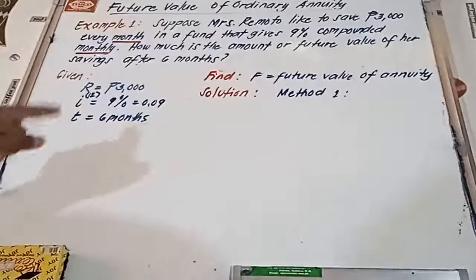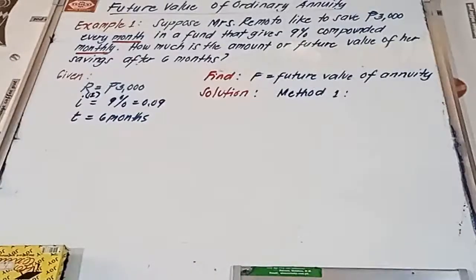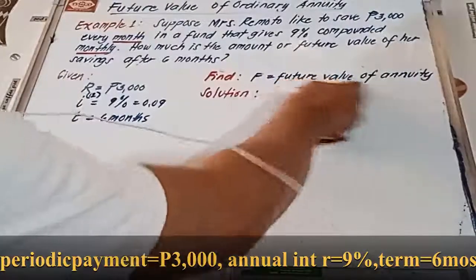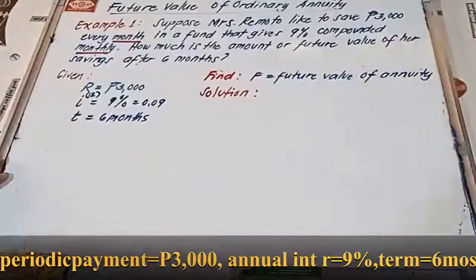It says, suppose Mrs. Remoto likes to save 3,000 pesos every month in a fund that gives 9% compounded monthly. How much is the amount or future value of her savings after 6 months? So, sinulat ko na dito yung given and the required of the problem. Now, analyze natin yung problem kung anong uri ng annuity ito.